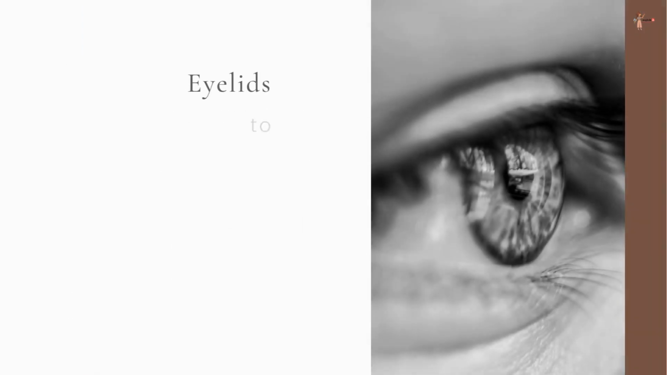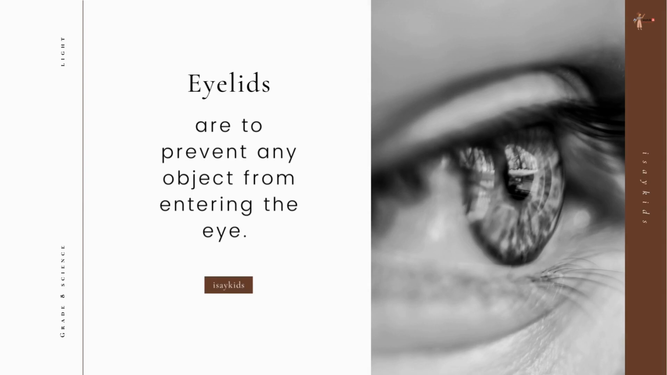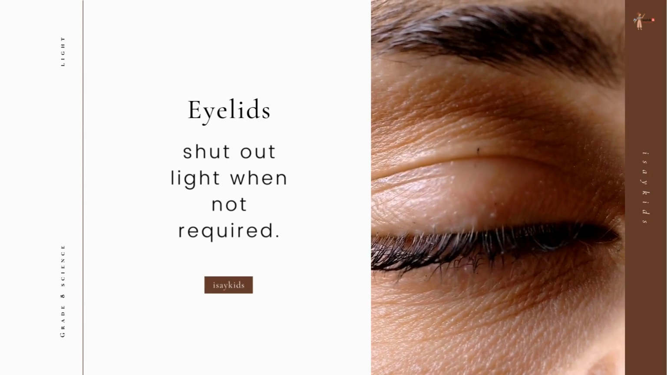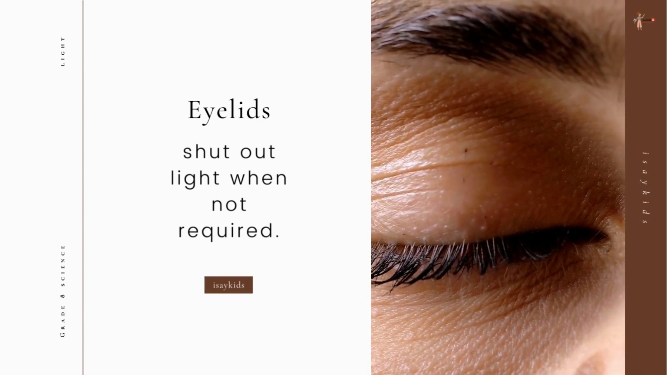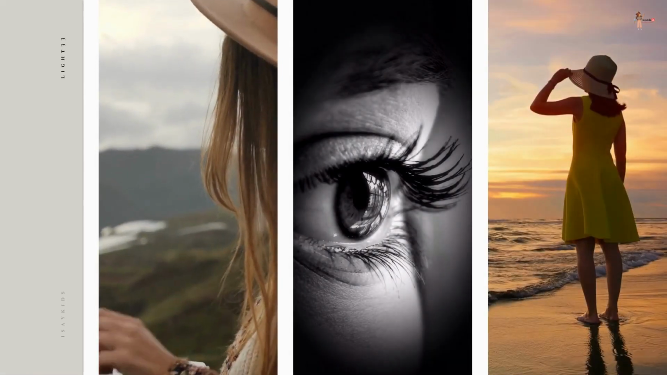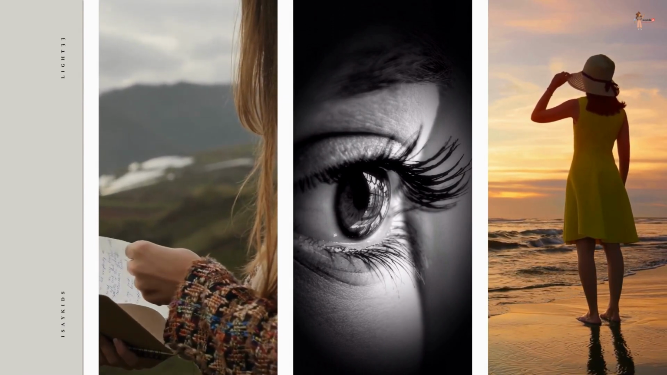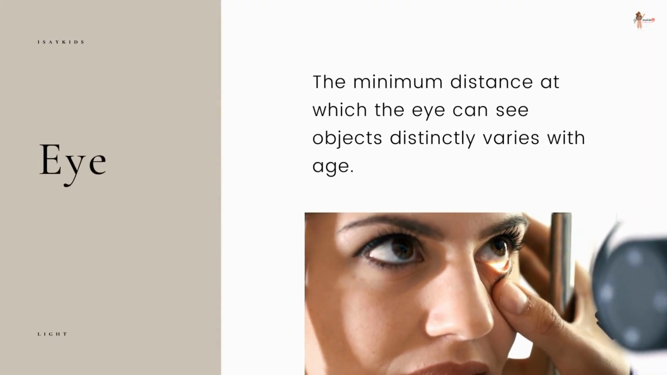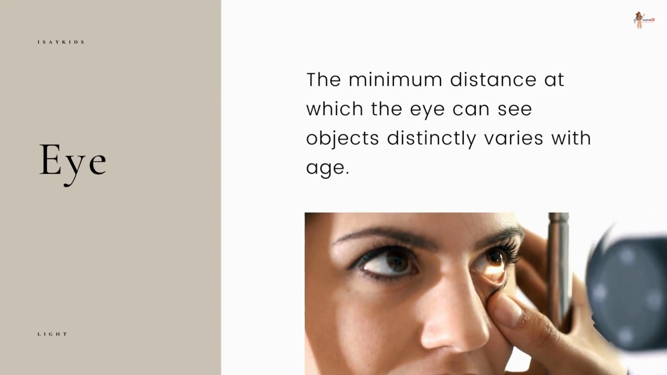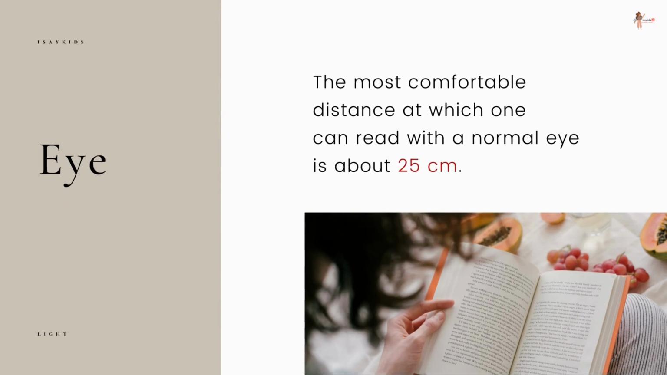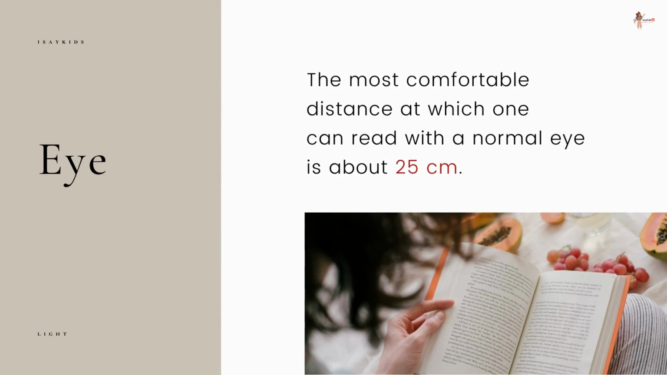Nature has provided eyes with eyelids to prevent any object from entering the eye. Eyelids also shut out light when not required. The eye is such a wonderful instrument that it can clearly see distant objects as well as objects nearby. The minimum distance at which the eye can see objects distinctly varies with age. The most comfortable distance at which one can read with a normal eye is about 25 centimeter.